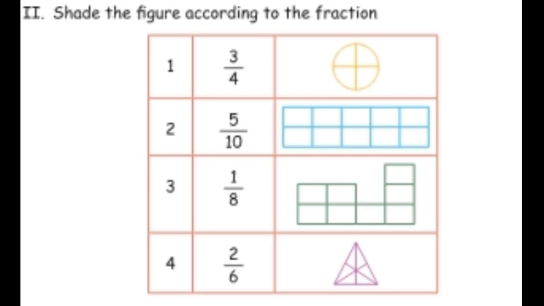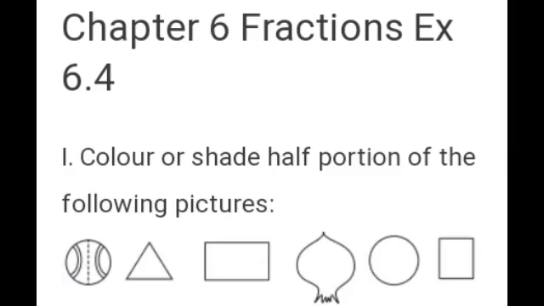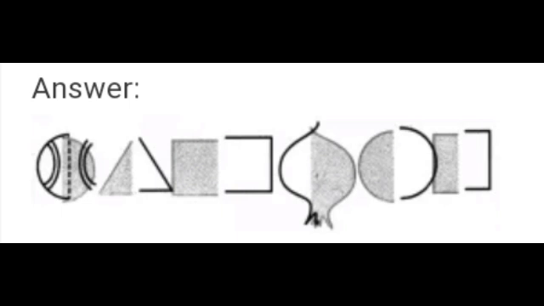My dear students, next we will move on to exercise 6.4. So 6.4 is: color or shade half portion of the following pictures. See, there are a few geometrical pictures and one different kind of picture, an onion picture, isn't it? Ball, triangle, rectangle and onion shaped picture, as well as circle and one more kind of rectangle. So we need to color or shade exactly half of the portion. Shall we? Let me show you how the picture can come. Yes, my dear students. Ball, triangle, rectangle, the onion shaped figure, circle, rectangle.